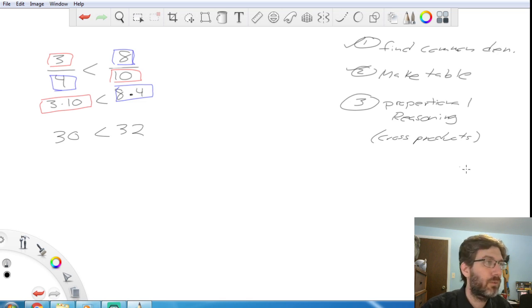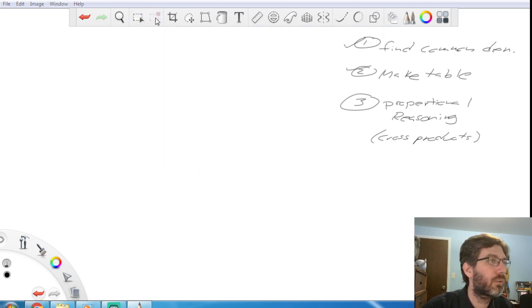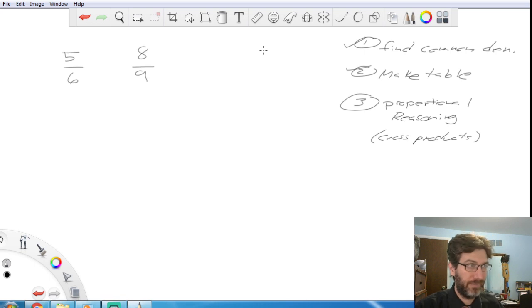So we can go back to the one I skipped, which was 5/6 compared to 8/9. And again, you could probably sit there and reason through some of these just by looking at them. You have 9 pieces, so each piece is smaller, and you're collecting all but one of them. So there's like one small piece left, versus you have 6 pieces, and you're collecting all but one of them, and that one piece is going to be larger than this one piece. So 8/9 is probably going to be the bigger one here, just by reasoning through things.